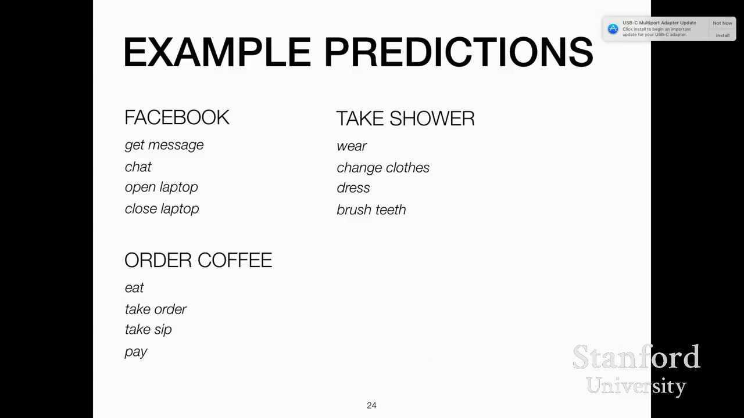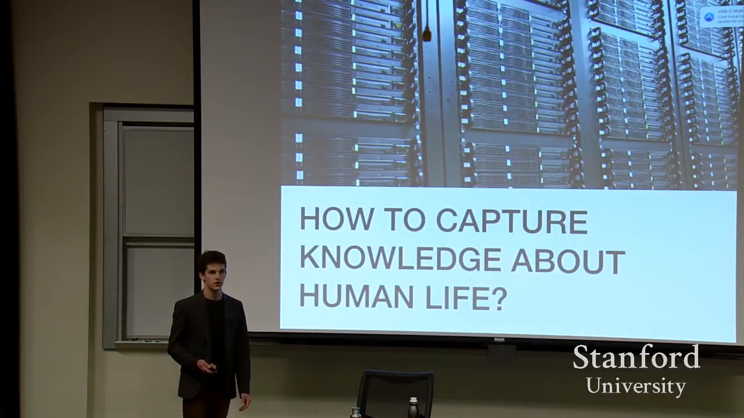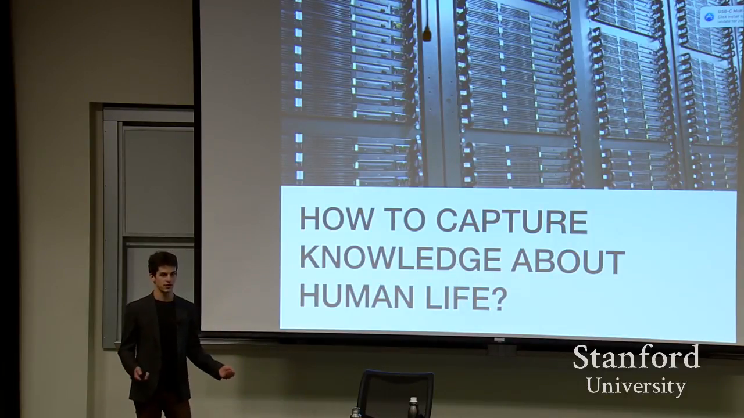Or if you've just ordered coffee, maybe it should be able to predict that you're going to take a sip of the coffee or you're going to pay for the coffee. Or if you're around a stove, a pot, and a spoon, maybe you're going to do something like cook or stir the pot. So these are the baseline of the kind of information we want to capture in the system. But again, we're left with this question, which is, how do we actually capture this information?